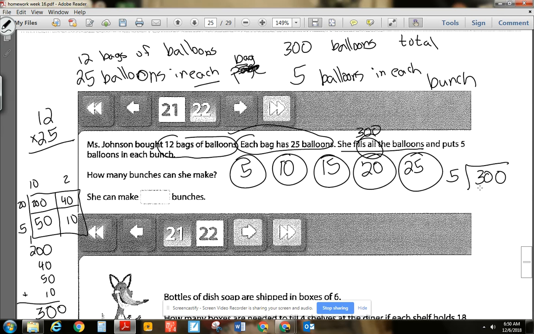How many 5s fit into 30? 6, right? Because 5 times 60 would equal 300. So she would be able to make 60 bunches. Now, this is a tough problem. You got to find the total, and then you need to divide by those bunches. So this is a two-step problem.